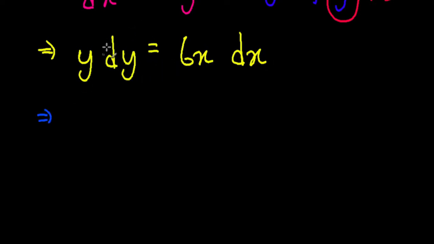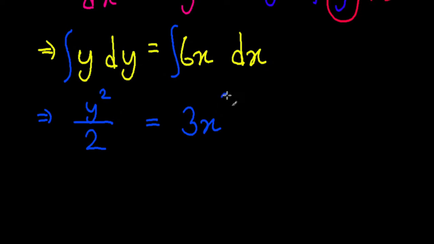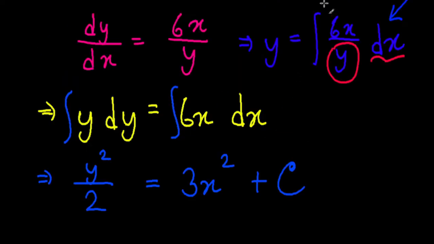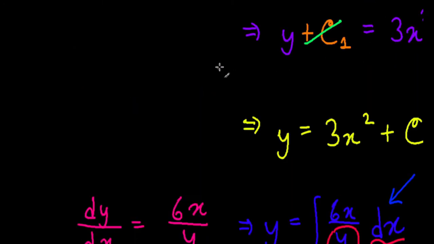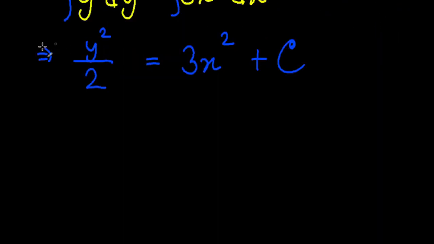Now we should be able to take the integral of both sides. There doesn't seem to be any problem. On the left hand side, what I get is y squared over 2, the integral of y with respect to y. And on the right hand side, what I get is 3x squared plus some constant. Again, as I said, it will suffice just to add the constant on one side. Now this is basically my solution.